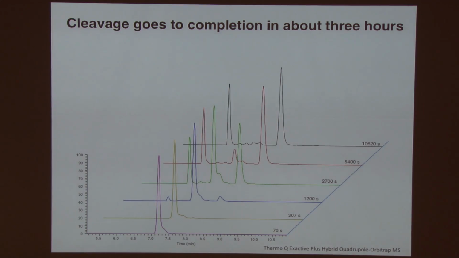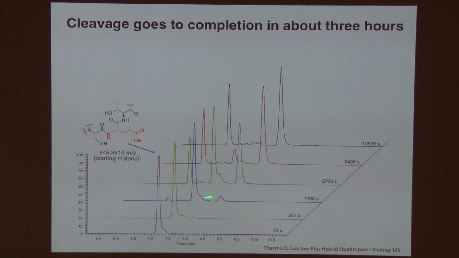So we had this cleavage substrate, and it undergoes cleavage. This is just a chromatogram where we're looking at the extracted ions. And over time, over about 3 hours, it goes to completion. So it's quite slow. It's a little bit faster for the natural system, but not that much faster. And we can talk about why that might be. But in any event, this is the starting material.